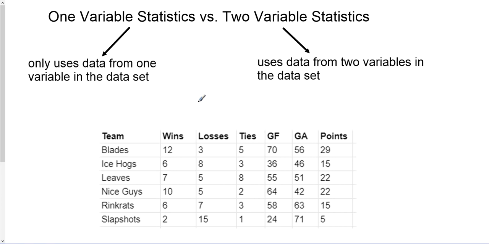So we've got a data set here, which is some standings from a hockey league. And in this, there are 7 variables. We've got the team name here, which is a qualitative variable, something that can change. And then we've got the other 6 over here: wins, losses, ties, goals for, goals against, and points, which are all quantitative variables. We'll say that there's 6 quantitative and 1 qualitative variable. So we can do some analysis or some statistics on this data set.